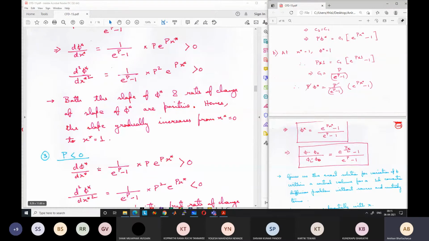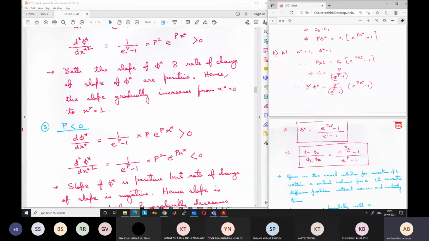Rate of change of slope. So d square phi star by dx star square is equal to 1 by (e to the power p minus 1), same thing, into p square e to the power p x star. Here e to the power p minus 1 is negative, as e to the power p is less than 1. So the first part is negative. p square has to be positive, and e to the power p x star also is positive. So there is a single negative term, so the entire thing becomes negative.